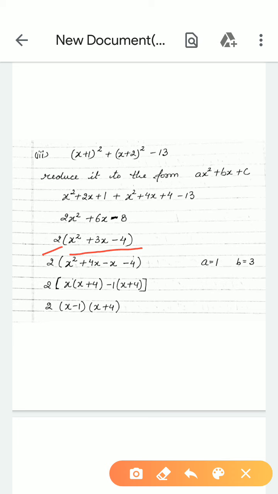Factorizing it using middle term splitting, we have x square plus 4x minus x minus 4. Taking x common from the first two terms, we have x bracket x plus 4. In the last two terms, I have minus x and minus 4, but I need x plus 4 as the bracket, so I take minus 1 common. So over here, the factorization is 2 outside, x minus 1 and x plus 4.